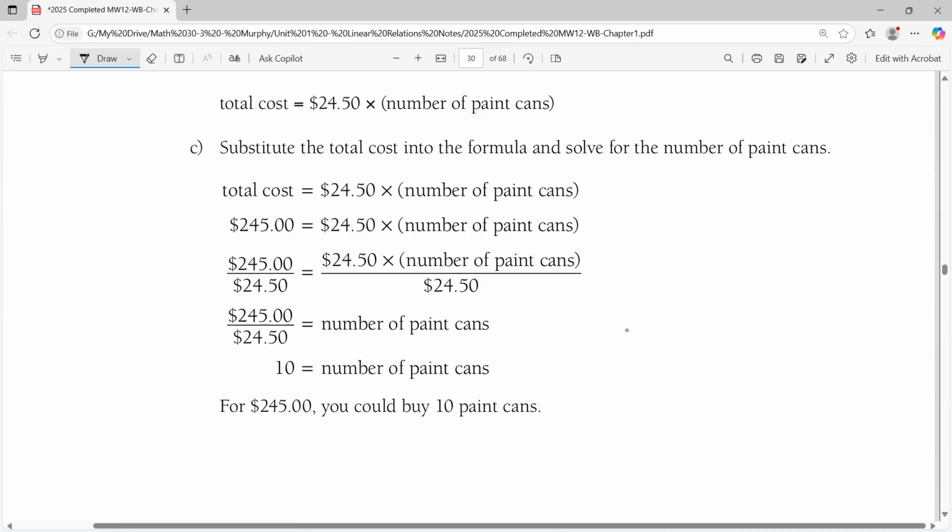And 24.50 divided by 24.50 is 1. So it's gone. Okay. 245 divided by 24.50 ends up being the number of paint cans, which is 10. So for $245, you could buy 10 paint cans.